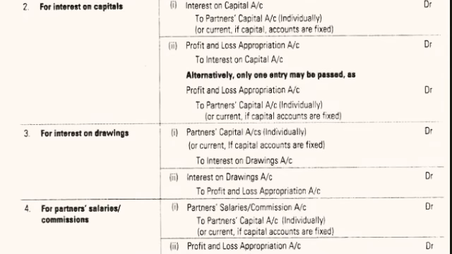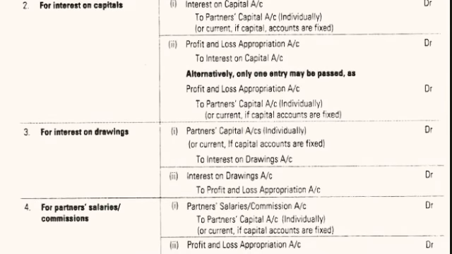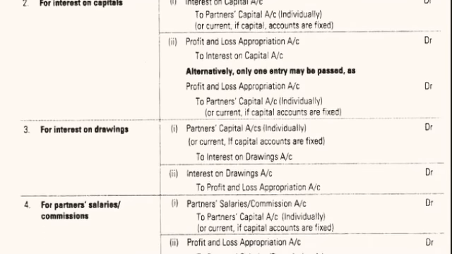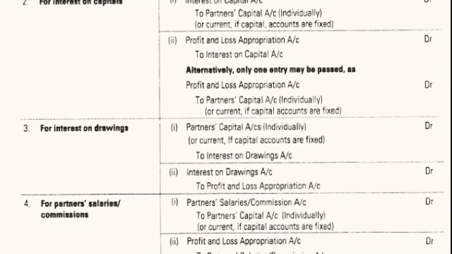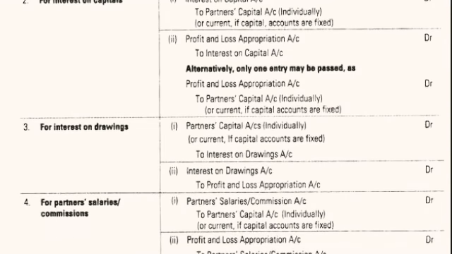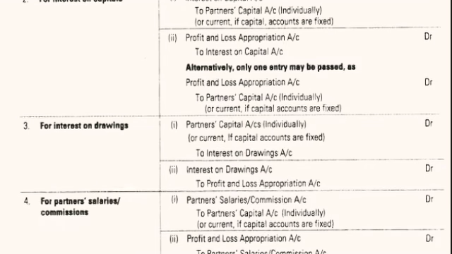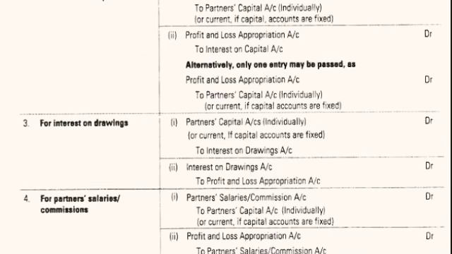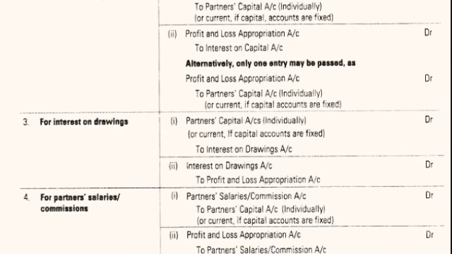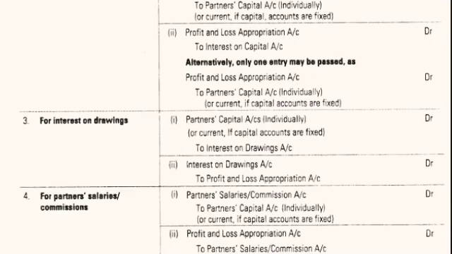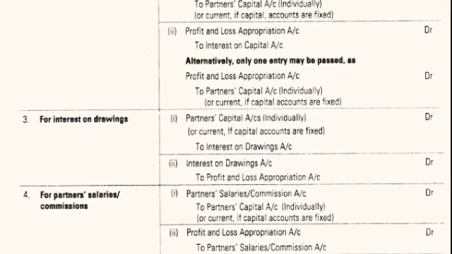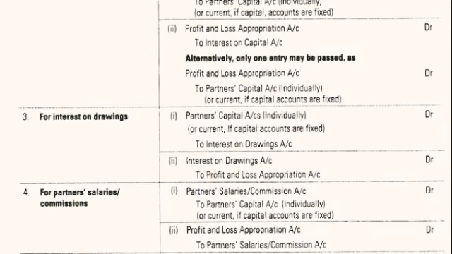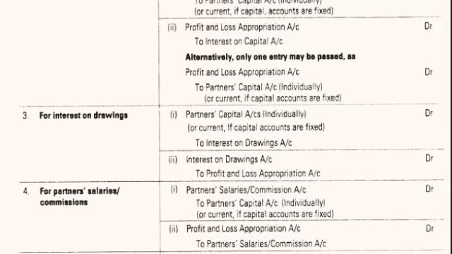Next, we can have partner's salary. It is an income for the partner and a liability for the business. Thus, payment of salary, being a liability, reduces the net profit, which is an income for the business organization, and hence the journal entry will be profit and loss appropriation account debit to partner's salary or partner's commission account. Next, for adjustment in the capital, this will increase the amount of capital, and hence the journal entry will be partner's salary or commission account debit to partner's capital account.